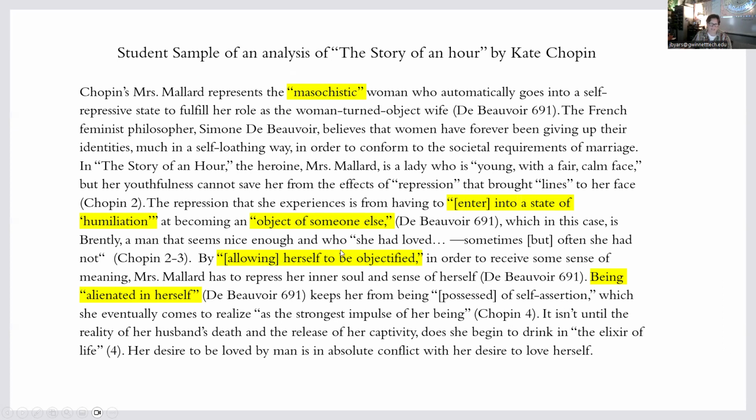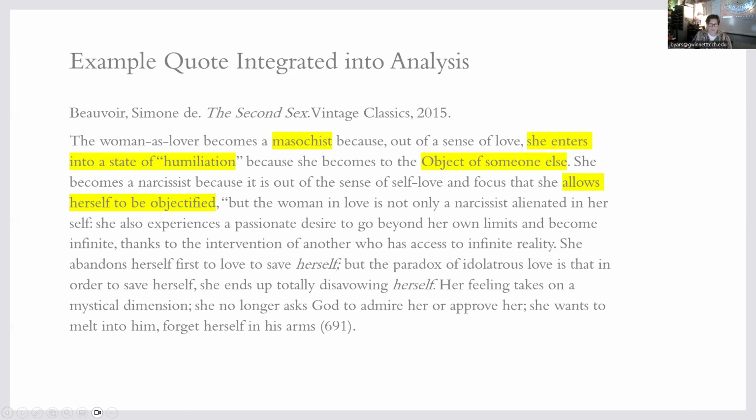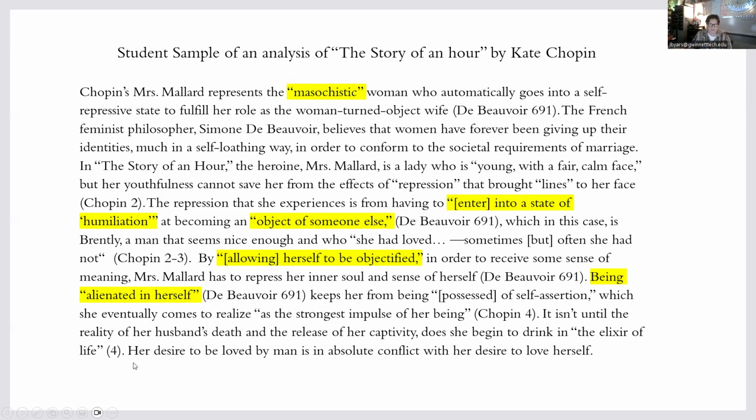A man that seems nice enough and who, quote, she had loved, sometimes. And then I add this but to indicate the contrast. Often she had not. By bracket, allowing herself to be objectified, allowing instead of allows, and so on, alienating herself.